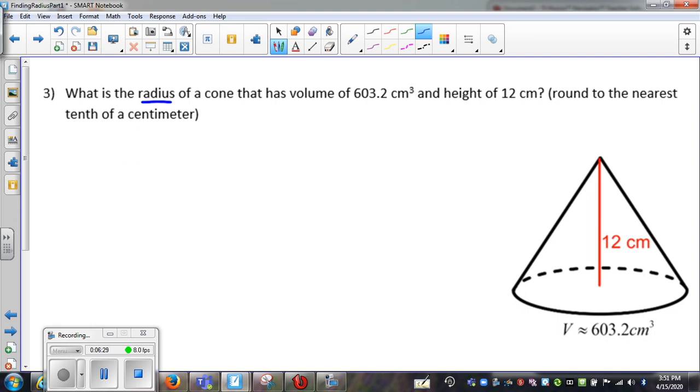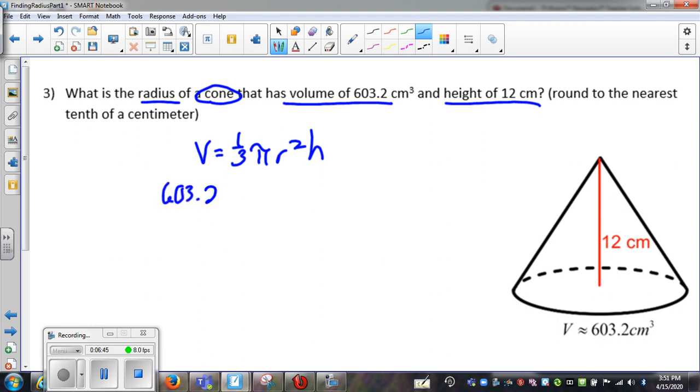Okay, I'm looking for radius. My shape is a cone. They've given us the volume, and they've given the height. Let's use our formula. Volume is equal to 1/3 pi r squared h. Our volume is 603.2 is equal to 1/3 times pi times radius squared times the height of 12.